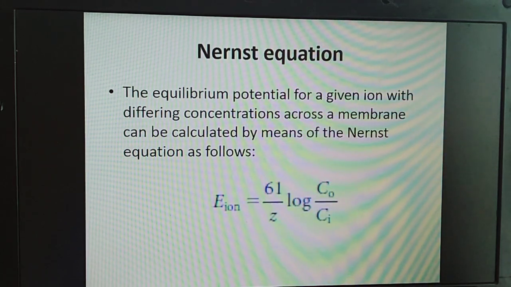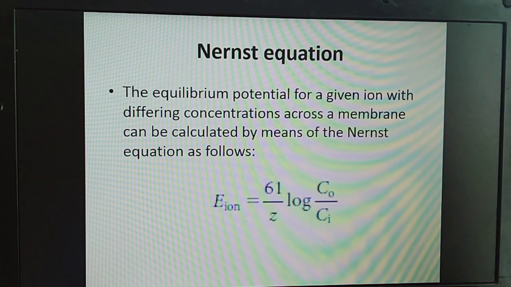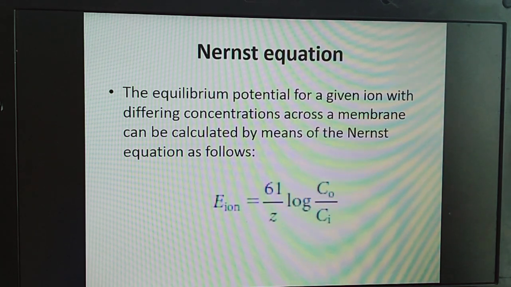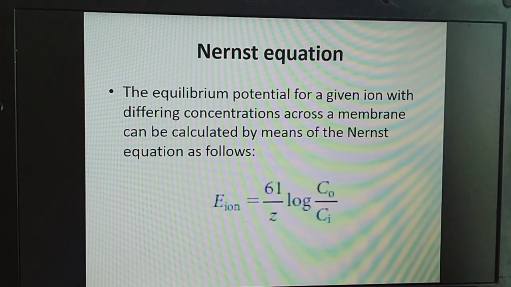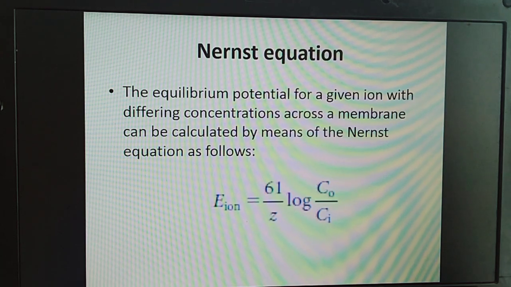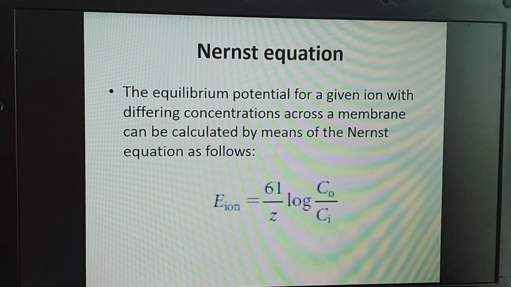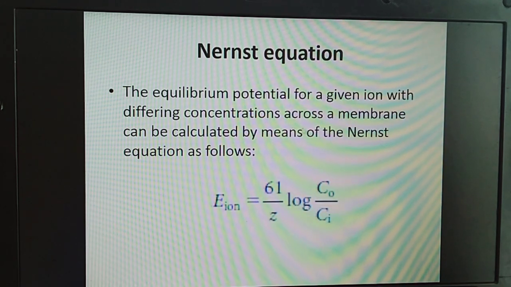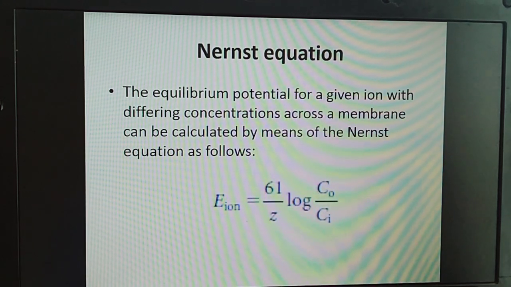Now in this short video, we'll go through the concept behind the Nernst equation. This Nernst equation gives us the idea as to how to calculate the equilibrium potential, or what we also name as Nernst potential. So let's have a look.